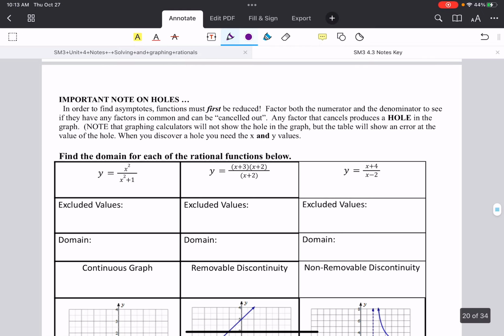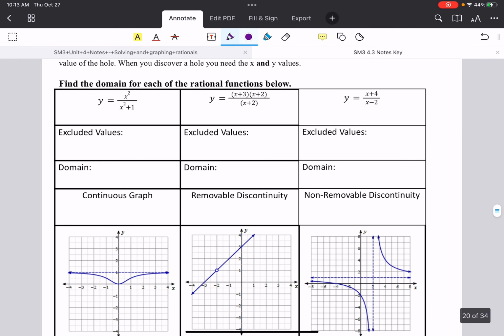Okay, so let's move on to page 20. I want you guys to look at the equations, answer the questions, and look at the graph to help you answer those questions, okay?